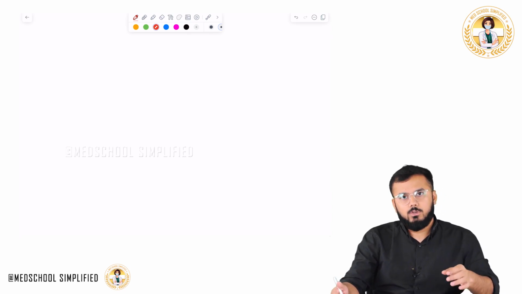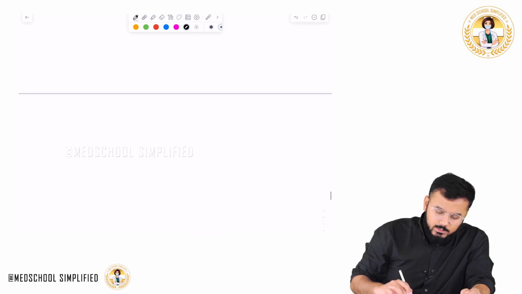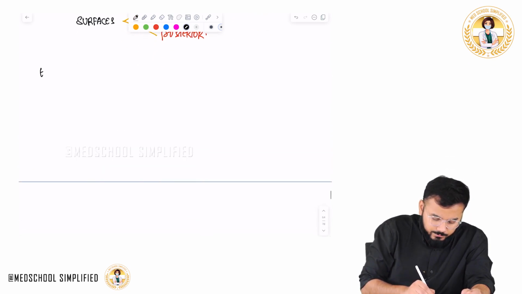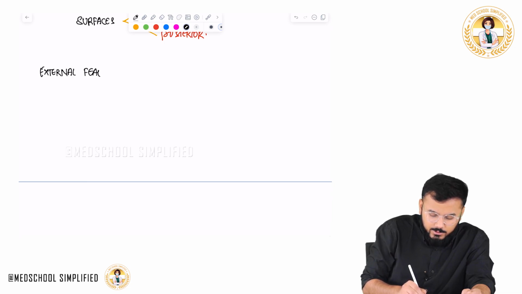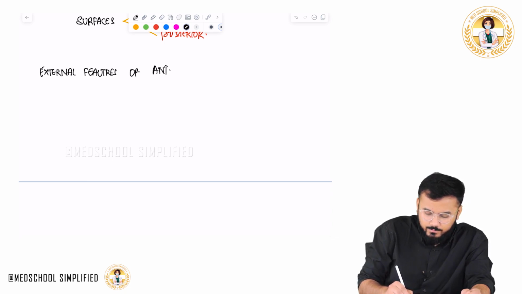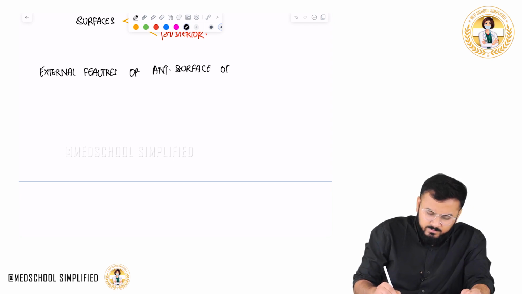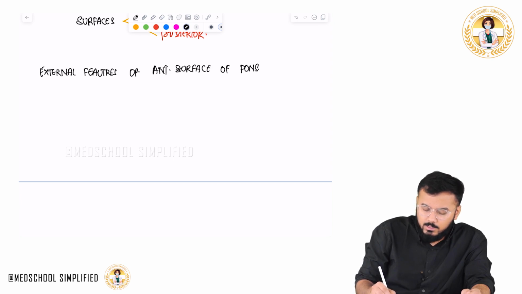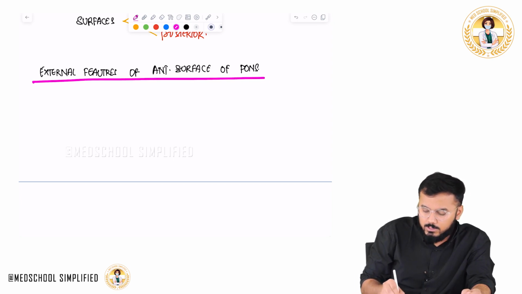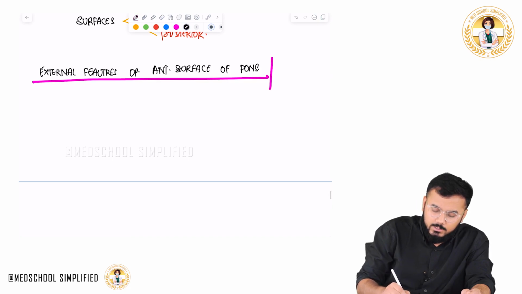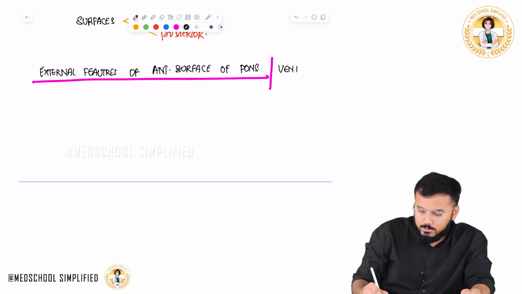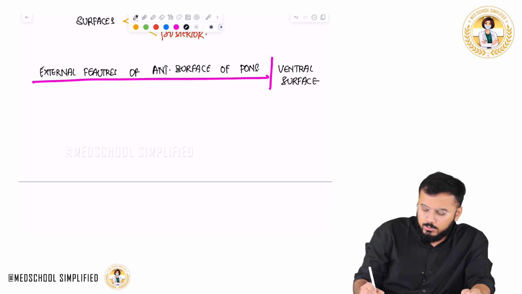Anterior surface is also called the ventral surface. So we shall discuss the external features of the anterior surface of the pons. What is the anterior surface also called? Anterior surface is also called your ventral surface.